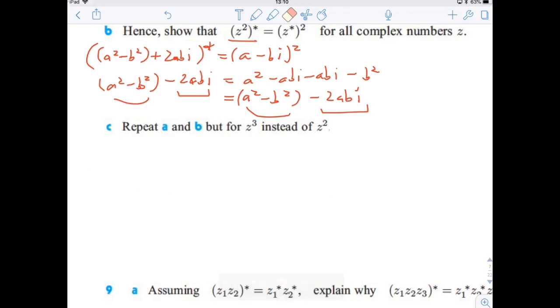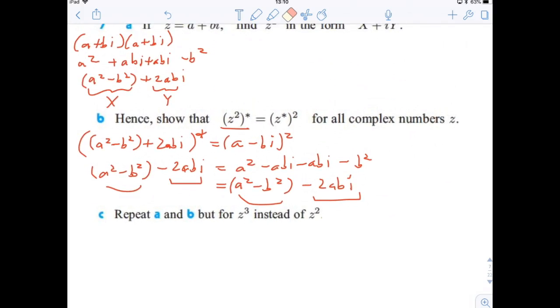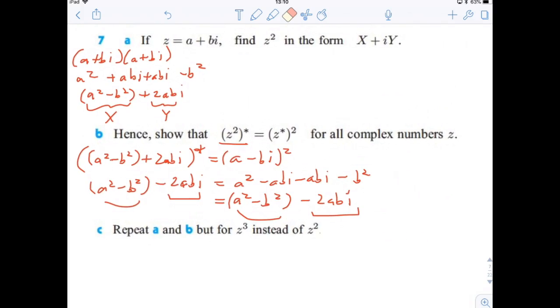Okay, now it says to do a and b again, except for with z cubed. So let's use this space up here. We already found z squared. Let's find z cubed. I'm going to multiply this times a plus bi again. So I got a squared minus b squared as the real part, plus 2abi as the imaginary part. I'm going to multiply that times a plus bi again.